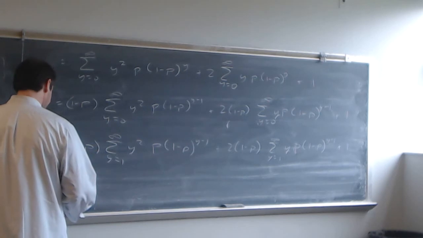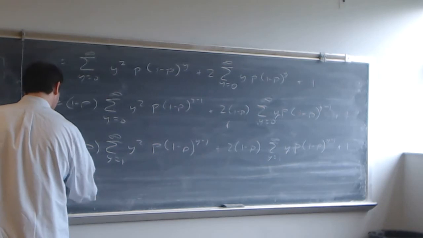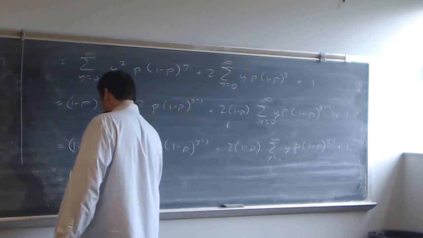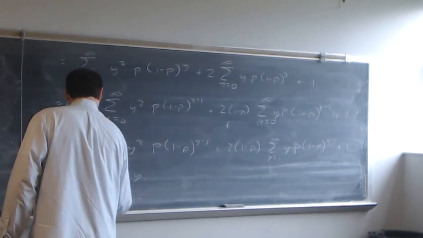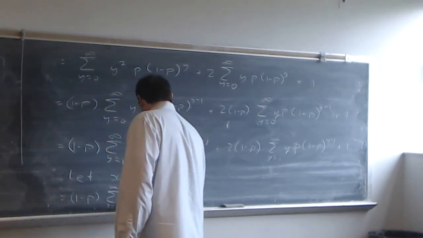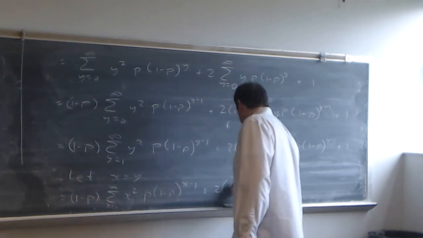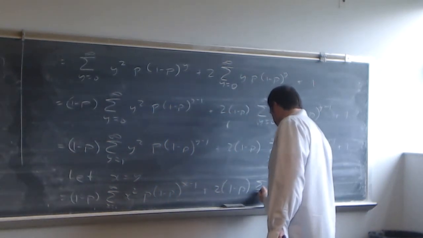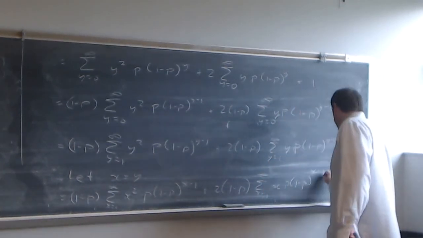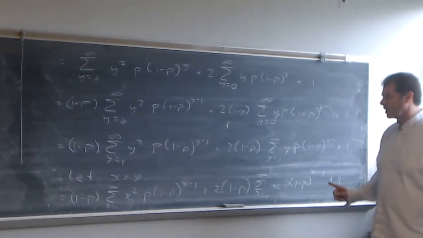Here's what I want you to notice. Remember, we're going to let x be equal to y. So this is equal to 1 minus p, sum over the x's running from 1 to infinity, x squared p times 1 minus p to the x minus 1, plus 2 times 1 minus p, sum x runs from 1 to infinity of x times p times 1 minus p raised to x minus 1, plus 1. The only reason I did that was just to give you a more familiar representation.